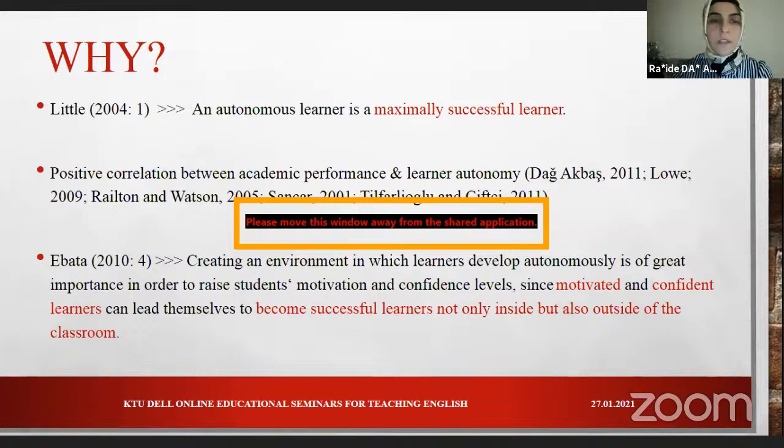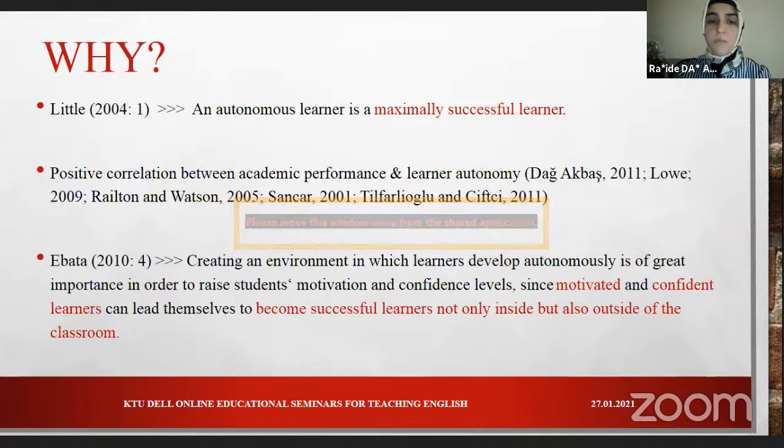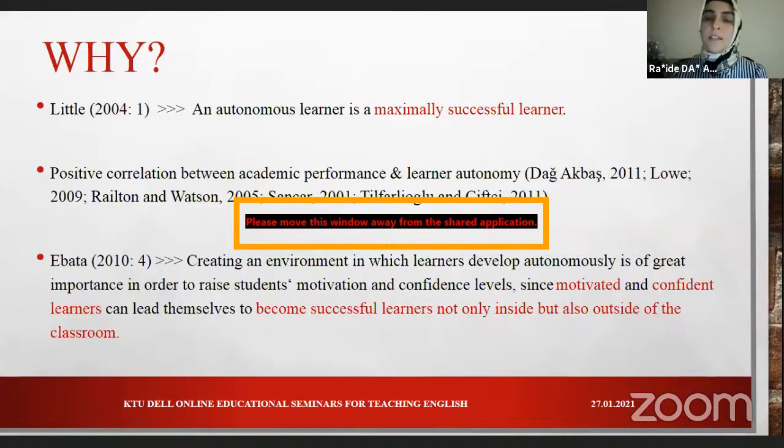Creating an environment in which learners develop autonomously is of great importance in order to raise students' motivation and confidence level, since motivated and confident learners can lead themselves to become successful learners, not only inside, but also outside of the class. So another focus here is being successful, not only inside the class, but also out of the class. Learner autonomy is helping you to become an autonomous learner every time, everywhere.